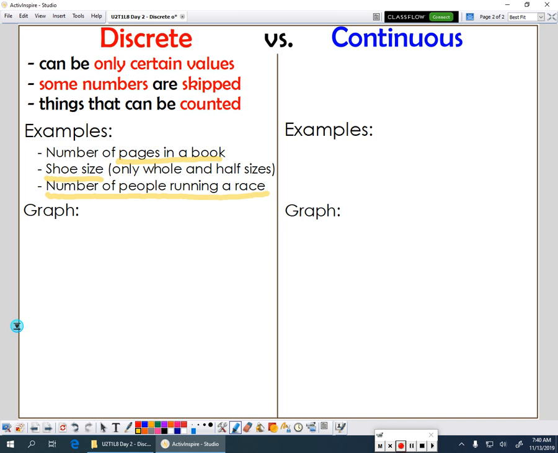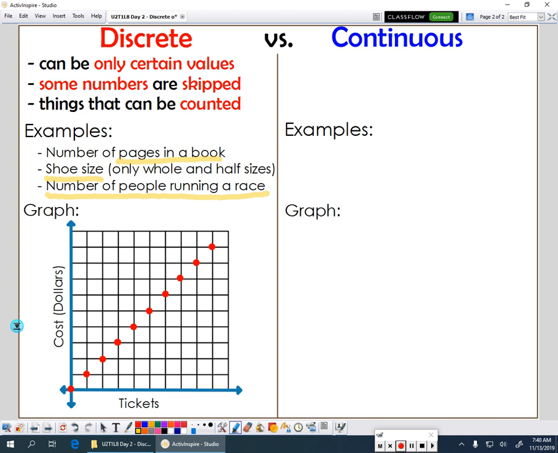And when you look at a graph, the thing you want to know is that when you have a discrete function, you have a series of points that are not connected. They're not connected because only certain values exist. So in this case, if we're looking at our tickets, you have to think about the fact that you can only have whole numbers of tickets. You could buy 1 ticket or 2 tickets, but you can't buy 1.5 tickets. So there are certain values that exist and certain values that don't exist.